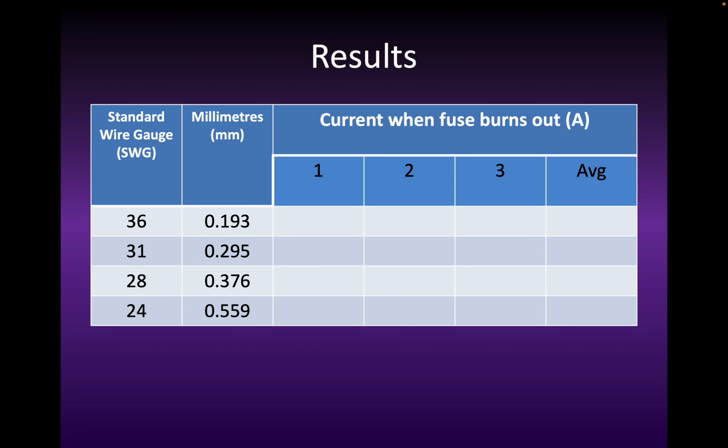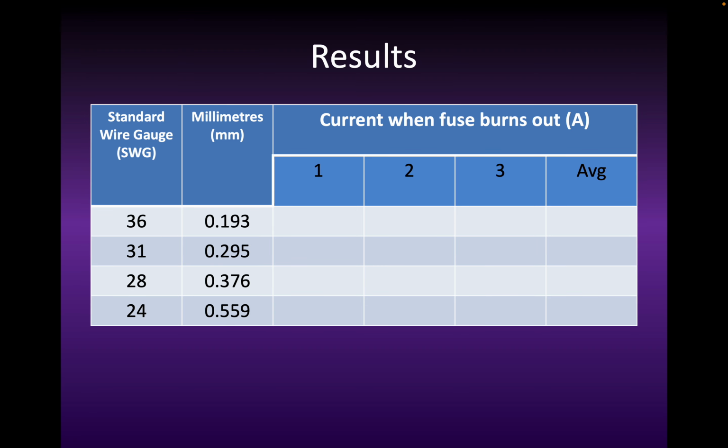How would you plan such an investigation? If you have different standard wire gauges, the bigger the number, the thinner the wire. SWG, I think, relates to how many pieces of wire you need to make a certain cable. So that's called the standard wire gauge. The bigger the number, the thinner it is. In millimeters, you can see that the number inversely relates to the diameter of the wire.